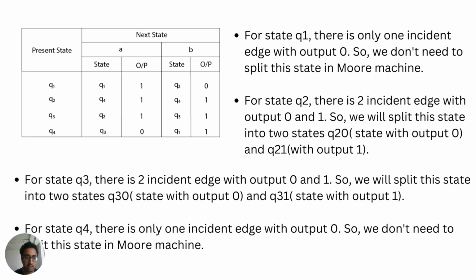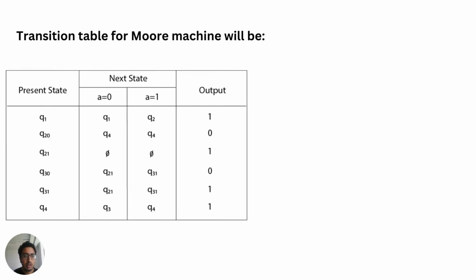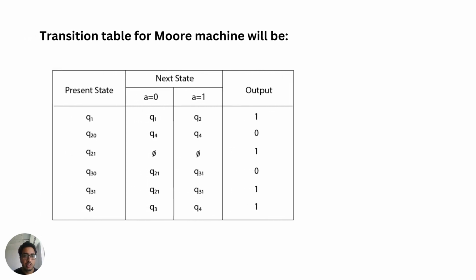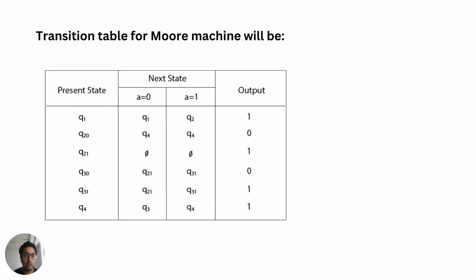Similarly, you can see the same for input B. If we take input B in Q1, its output will be 0 and it will go to Q2 state. Similarly, you can check all the others like that. So moving on to the next slide. In the next slide we will learn about the transition table for the Mealy machine, what it will look like.